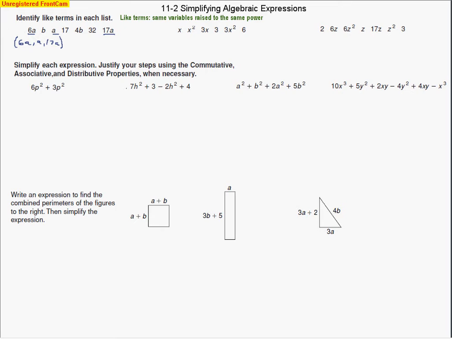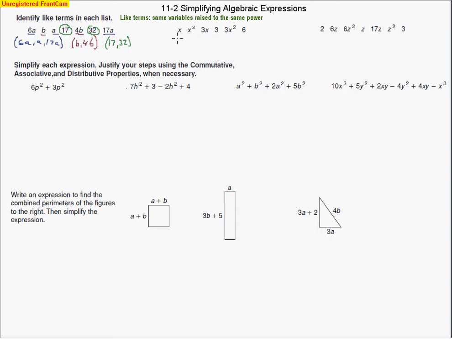Well, we also could have other like terms if we have a different variable raised to either the same power or a different power here. And so the key is it's a different variable. Here we have b, 4b. Those are like terms. So b and 4b are two other like terms that we could combine together. And are there any others? Well, also terms that are just constants, numbers without variables, like the 17 and the 32. Those are like terms. So 17 and 32 are another set of like terms.